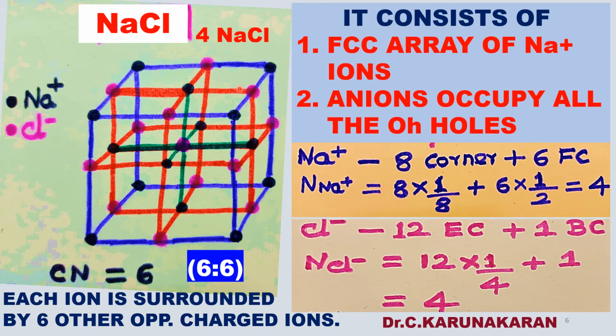For example, sodium chloride and cesium chloride are examples of ionic crystals. The crystal structure of sodium chloride is shown here. The structure is determined by X-ray diffraction of crystals. We have already seen this.